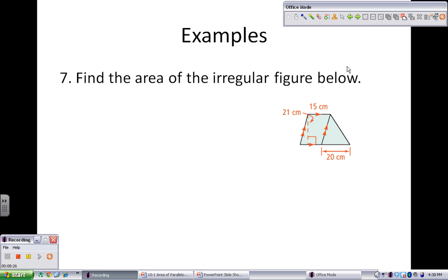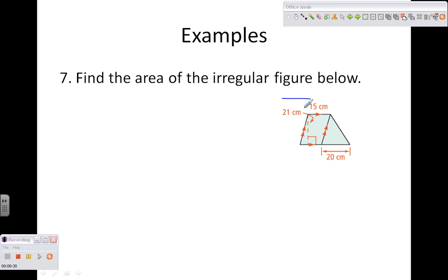Okay. Another example here, we now have an irregular figure. This is not a nice pretty figure where we have just one shape. We actually have 2 shapes. So what we're going to do is find the area of each shape individually and then add them together.